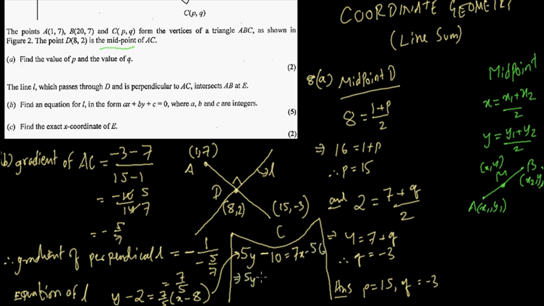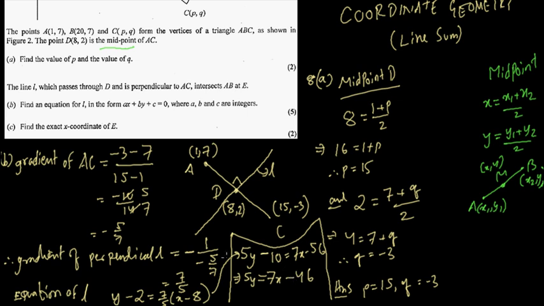So 5y minus 10, we can bring the 10 to the other side, so we can write 5y equals 7x minus 46. So if minus 10 goes to the other side, it becomes plus 10. 10 minus 56 is minus 46, and this is the equation of the line L.